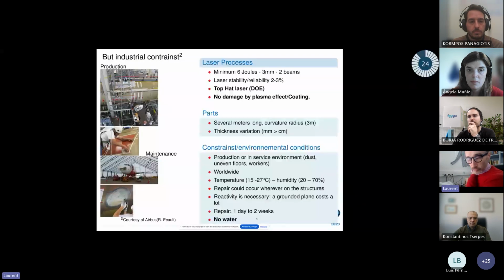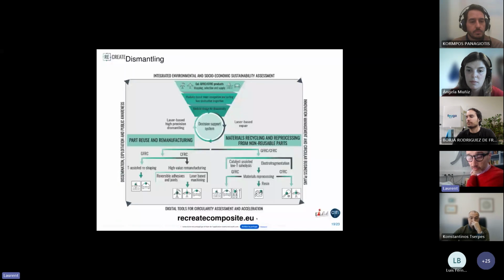So the last part of my talk is very short. I demonstrated that the process works very well in our labs, but there are some industrial constraints. And what are these industrial constraints? First, we need lasers in the range of a few joules. That is not easy to move or to implement. It's difficult to use optical fibers for beam transportation, so we need engineering work to implement this kind of laser.